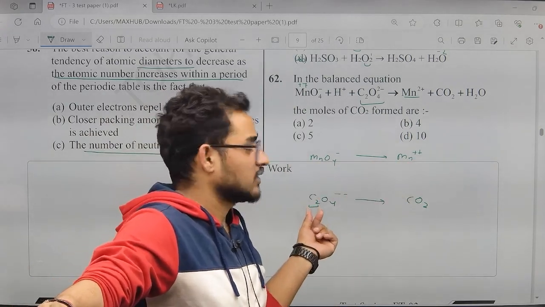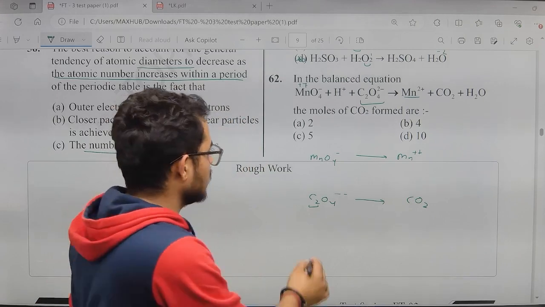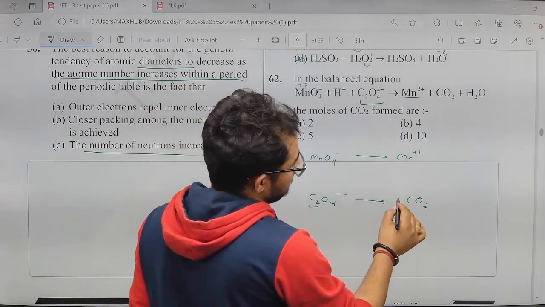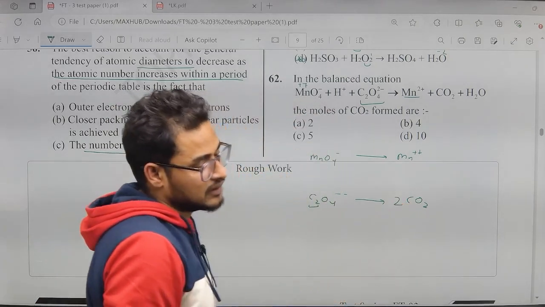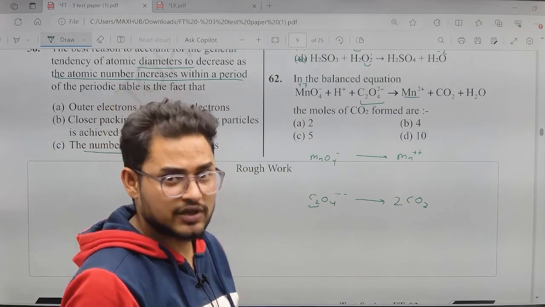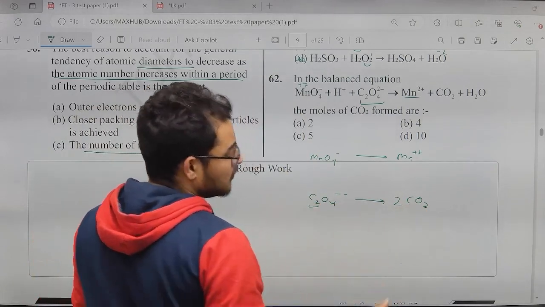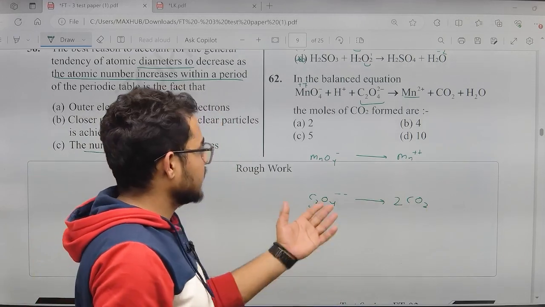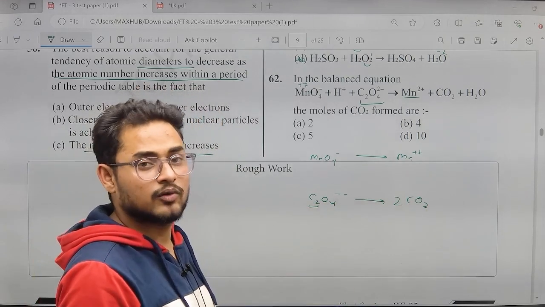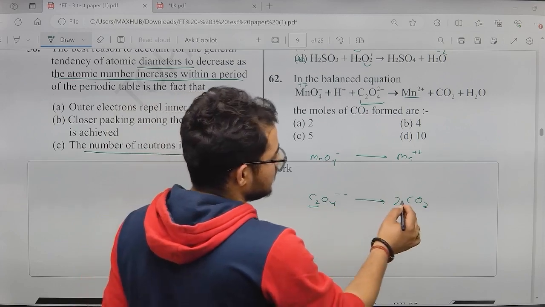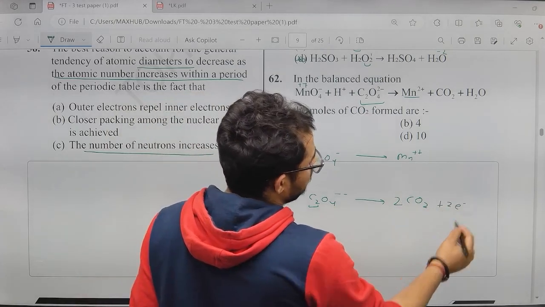Here C is not the same on both sides. There are two C on one side, only one C on the other. So I will have to equate the atom whose oxidation state is going to change. Now I see 2 carbon, 4 oxygen, 4 oxygen, so balanced. But the charge is not the same on both sides. There is -2 charge, there is 0 charge. So I will have to add 2 electrons here.